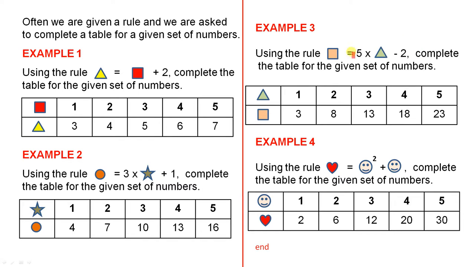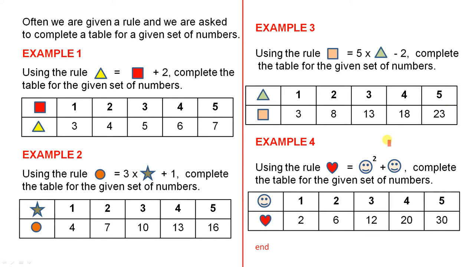Example 3. Using the rule the square equals 5 times the triangle minus 2. Complete the table for the given set of numbers. So 5 ones are 5 minus 2 gives us 3. 5 twos are 10 minus 2 gives us 8. See, we're using that rule there. 5 threes are 15 minus 2 gives us 13. 5 fours are 20 minus 2 gives us 18. And 5 fives are 25 minus 2 gives us 23.